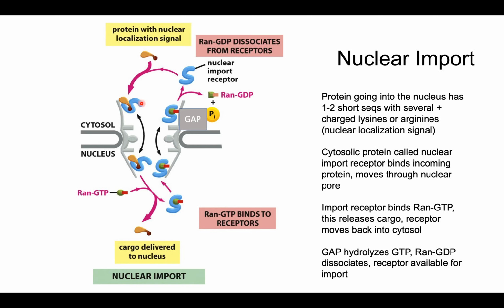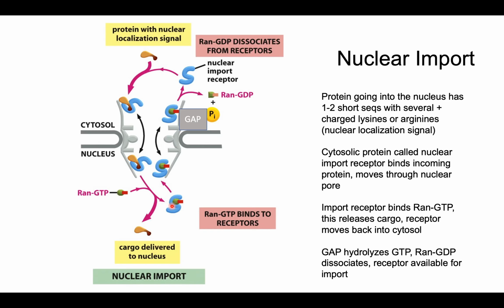So this import receptor binds our protein. It's able to come into the nucleus through that pore. It's going to encounter our molecule, our Ran GTP. When Ran GTP binds our import receptor, it lets go of that protein. In this case, it's our cargo. So we've delivered our protein into the nucleus. This import receptor is still bound to Ran GTP.